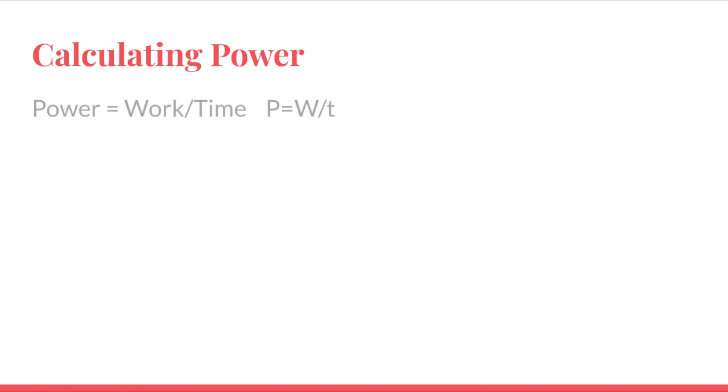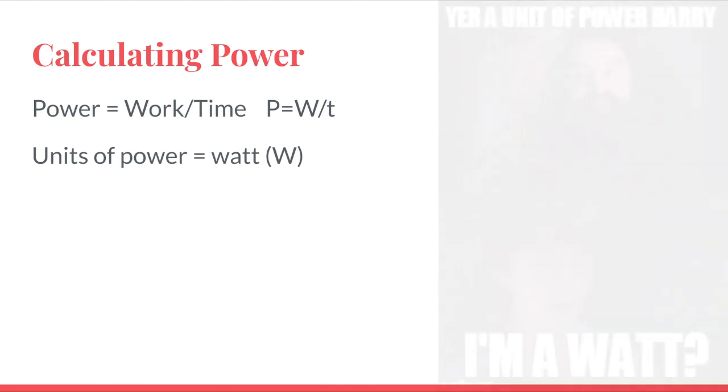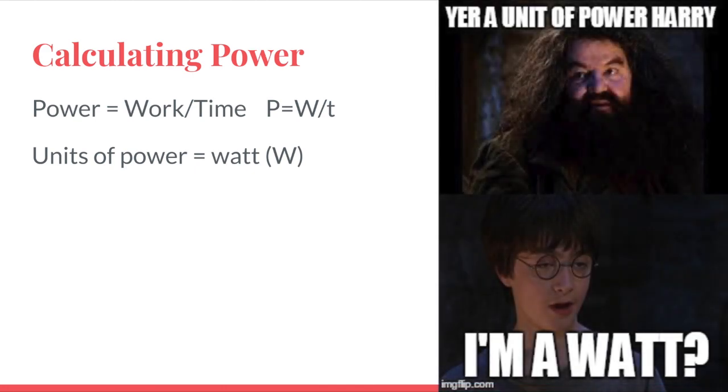So to calculate power, the equation looks like this. We take work divided by time, and capital P stands for power. Don't get it confused with momentum. That was lowercase p. So the units of power are the watt, named after James Watt, and it's a capital W. Again, gets a little confusing with work being a W and watts being a W, so make sure you're keeping that straight in your head.